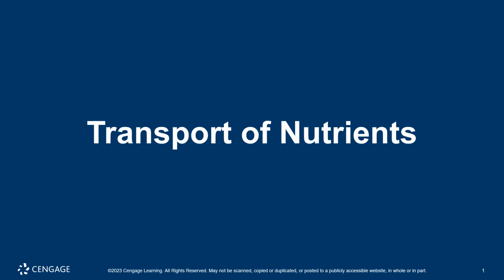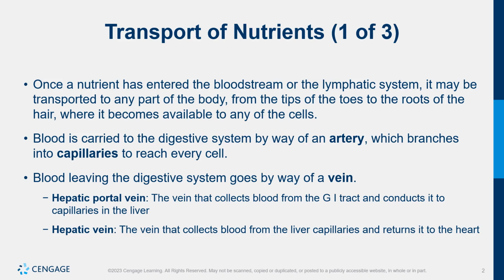We already talked about the absorption of nutrients into the villi of the small intestine, but where do they go from there? Now we're going to talk about the transport of these nutrients. So once a nutrient has entered the bloodstream or the lymphatic system, it can be transported to any part of the body. So think about this for a minute. You eat food and you get nutrients out of the food that then are transported through the body system to any cell to nourish it.